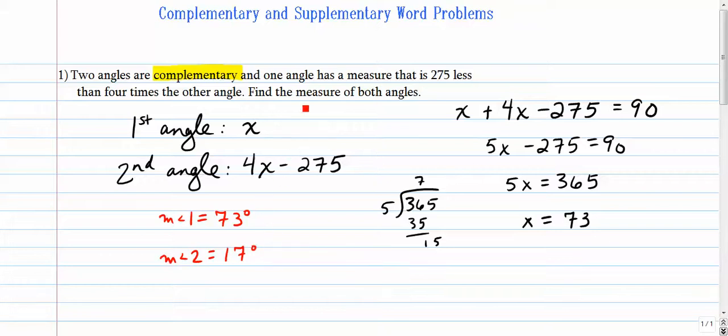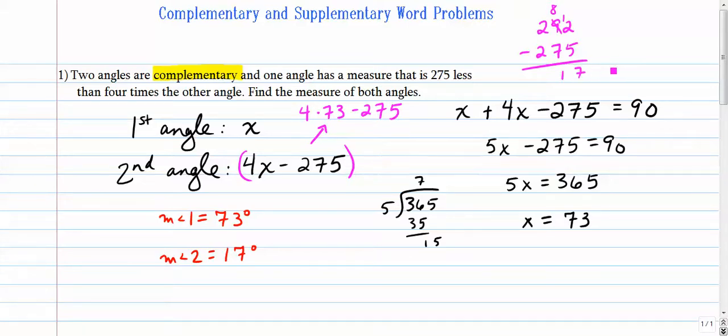17. And let's check that to make sure. So we're going to check in here. 4 times 73 minus 275. 4 times 73 is 292, I think. Let's see, 280 plus another 12, yep. Minus 275. So that comes out to be 17. Yep, that works. All right, so our answers make sense. These are our solutions.